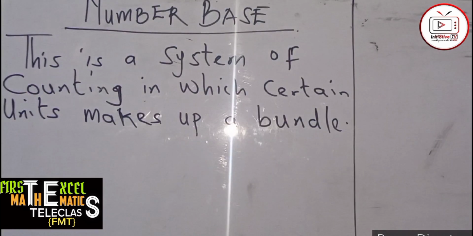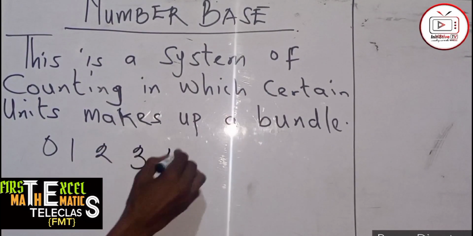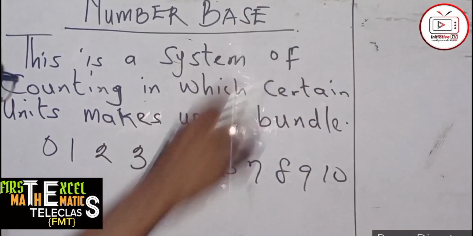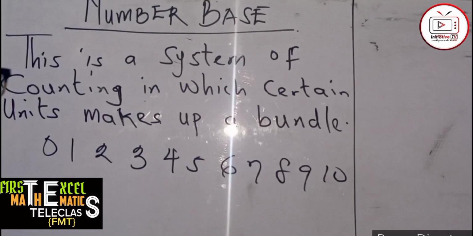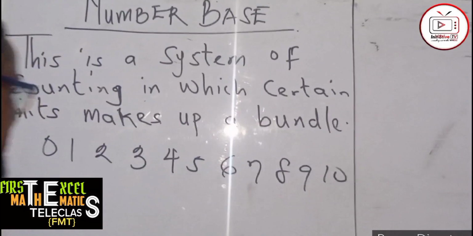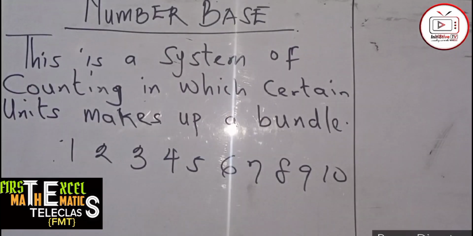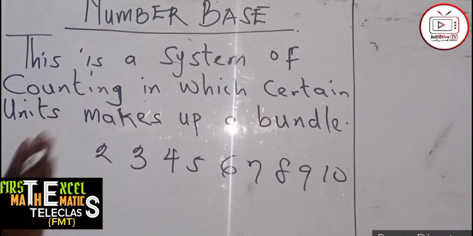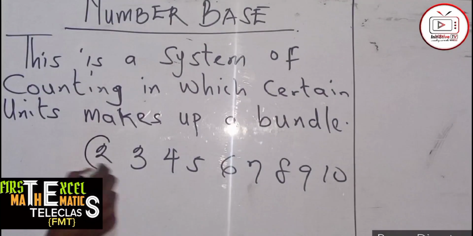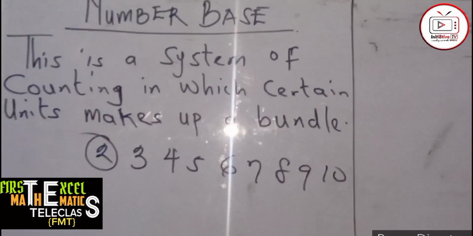When we talk about our ordinary numbers, we have 0, 1, 2, 3, 4, 5, 6, 7, 8, 9, 10, and so on. But don't think that a number or expression can be in base 0. It's not possible. A number can never be in base 1. It's not possible. We are going to start from base 2 and so on. Today we will be talking about numbers in base 2.